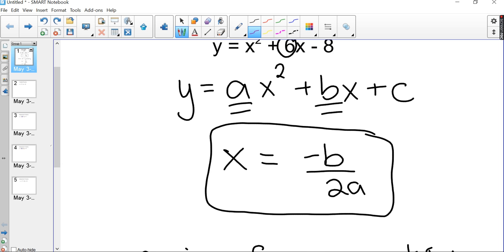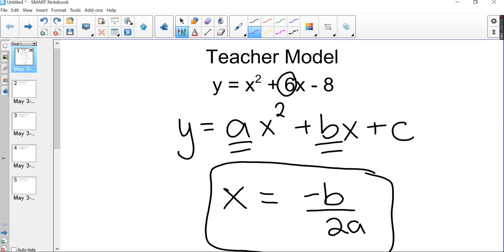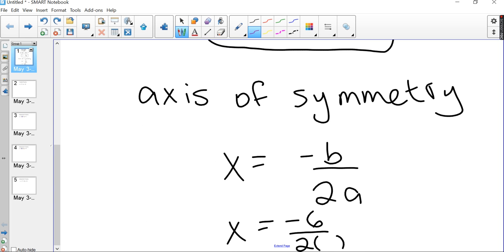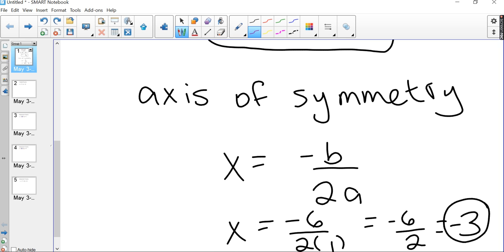And what's a? Well, I don't see anything in front of x squared, so it must just be 1 of x squared. So a is just 1. So negative 6 over 2 times 1 is negative 6 over 2, or negative 3. So the answer for the teacher model is x equals negative 3. That's the axis of symmetry.